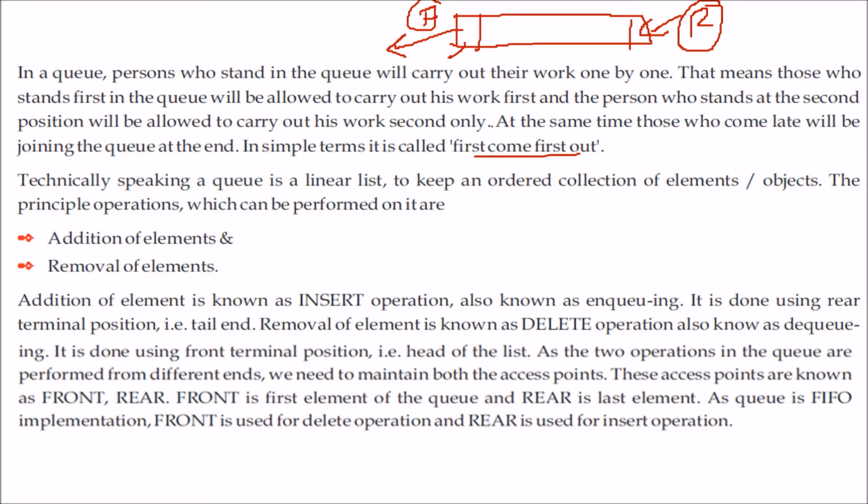So this is first come first out, or FIFO type of data structure. So what we are going to do here is, we'll see about this first, then rear, and these two are our ends for insertion and deletion.